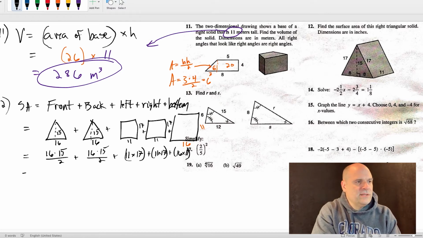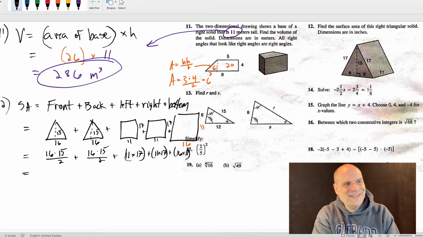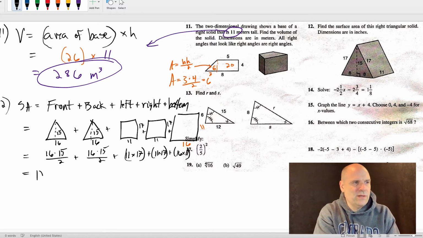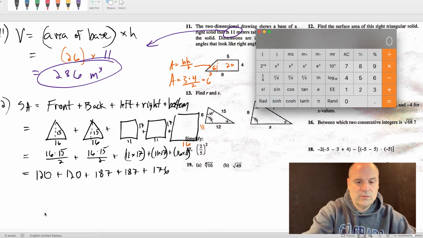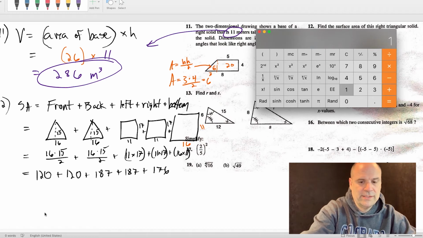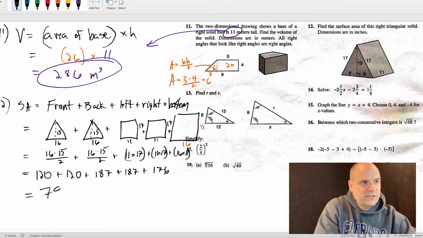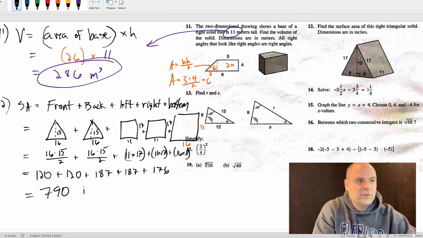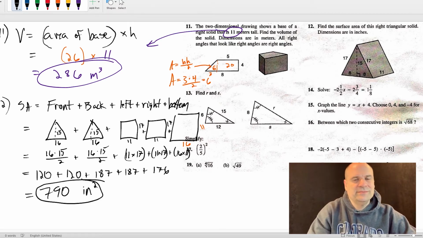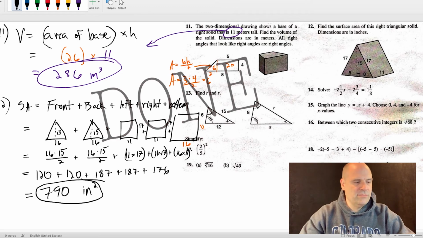Okay, all right, let's just do the math. 16 times 15 is 240 divided by 2 is 120, plus another 120, plus 187, plus 187, plus 176. Add those up, we get 120 plus 120 plus 187 plus 187 plus 176 equals 790 square inches. Remember, it's square because it's surface area. Okay? Good. Awesome. Moving on.